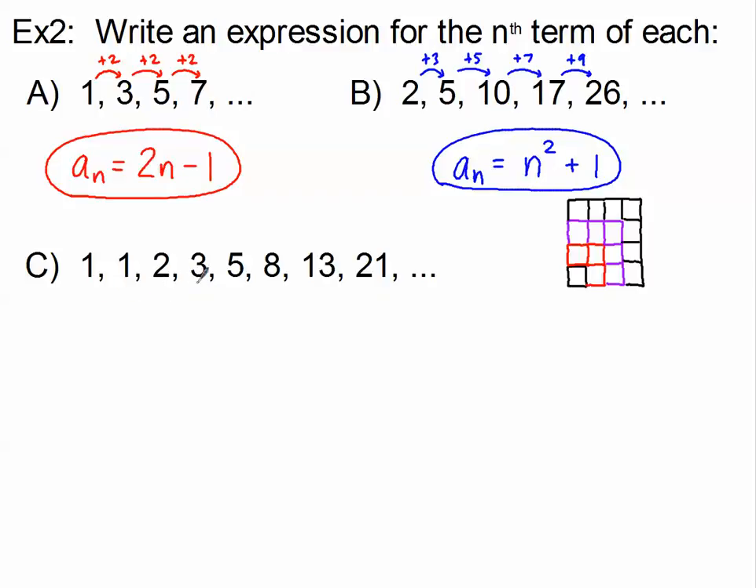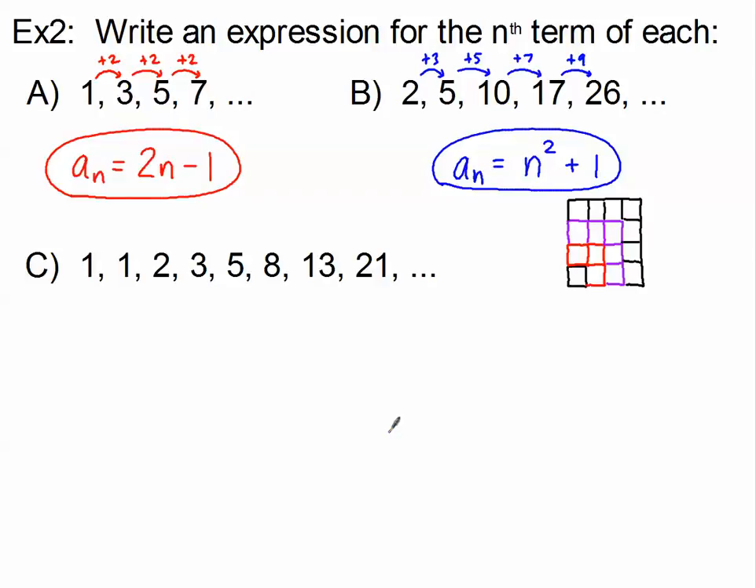1, 1, 2, 3, 5, 8, 13, 21. I'd like you to pause the video right now and look at this sequence of numbers and see if you can figure out the pattern and see if you can tell me what comes after the 21. Pause now. If you have not yet figured out this pattern, let me give you a hint. Each term depends on the previous two terms. Look at that, pause again, and see if you can figure it out now.